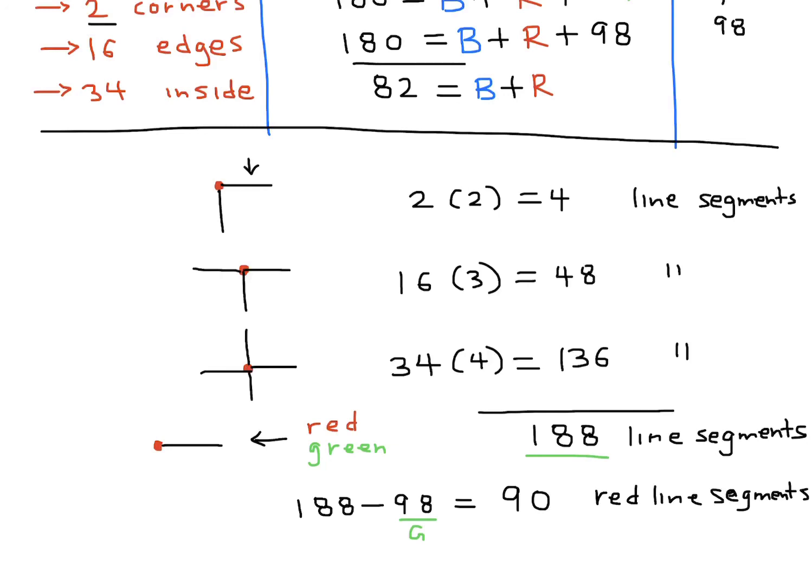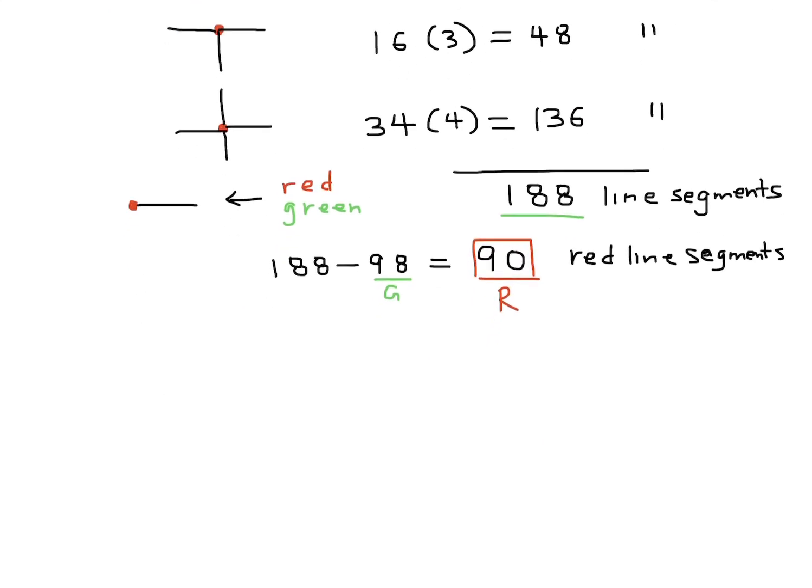Well, that's it. We can now use this equation to figure out blue, because we know that there's 90 red line segments. But if you sub 90 into that equation, you get minus 8 for blue. You can't have minus 8, right? So what happened here? This 90 is indeed correct, but we double counted. Why did we double count? And I'll explain that.